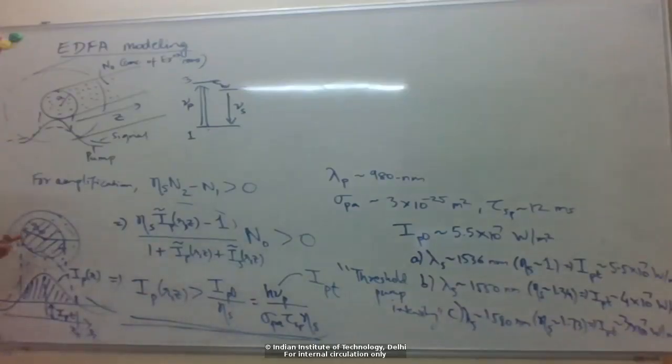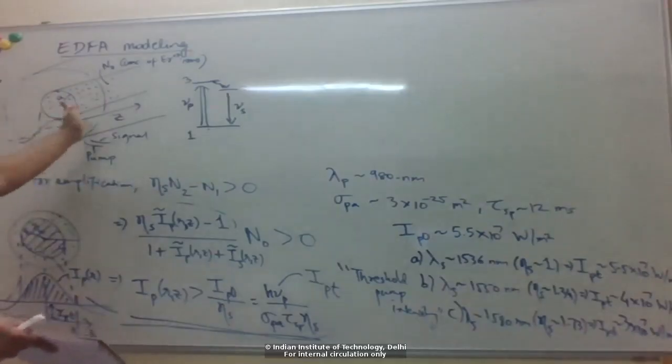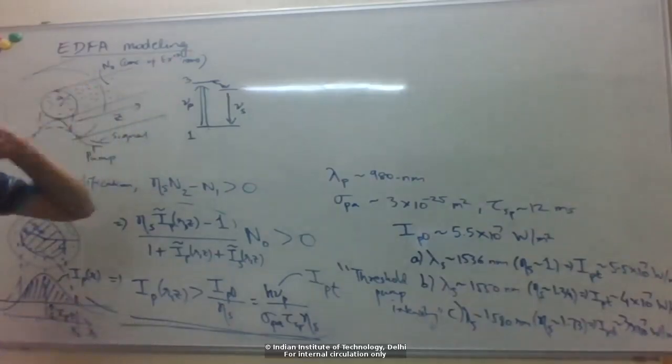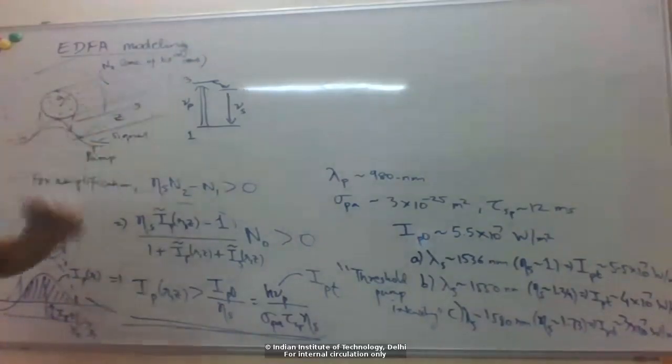Okay, so this is at some particular position here. You can see that at some particular Z, there will be some fraction of the core in which gain is occurring, right? And in the rest of the portion there is no gain because the intensity is lower. And this will vary as we vary the Z coordinate, because the pump intensity and signal intensity both are varying along Z.